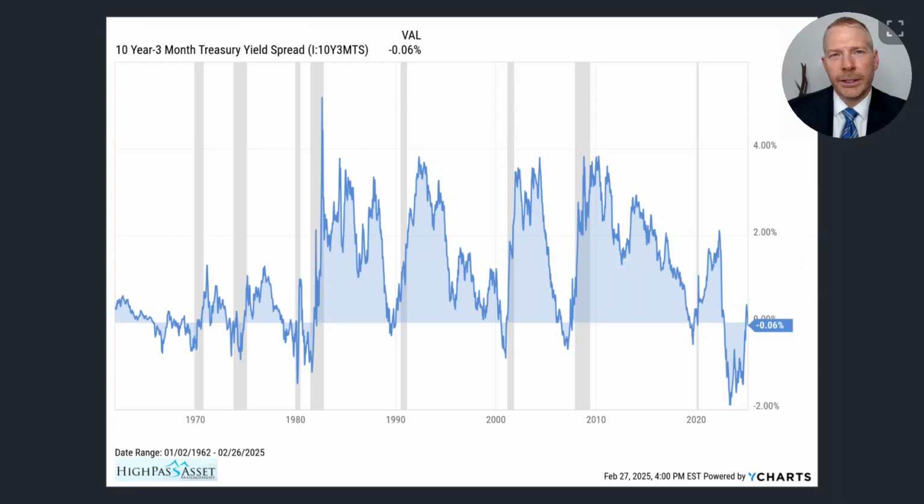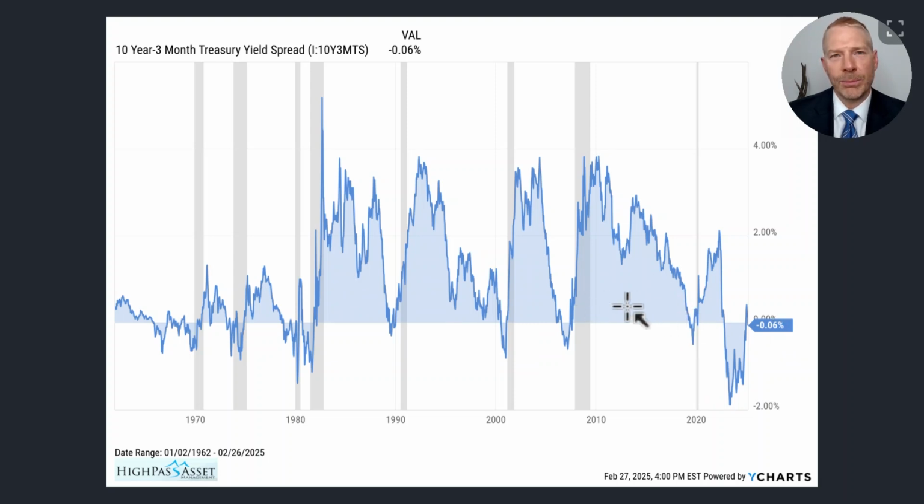Let's take a look. Yield curve inversion has preceded every recession for over 6 decades. What we're looking at here is the spread between the 10-year Treasury and the 3-month T-bill. When that spread is negative, below the zero line, we have an inverted yield curve. When the spread is positive, we have a normal yield curve. You see that most of the time the area of this chart is above the zero line.